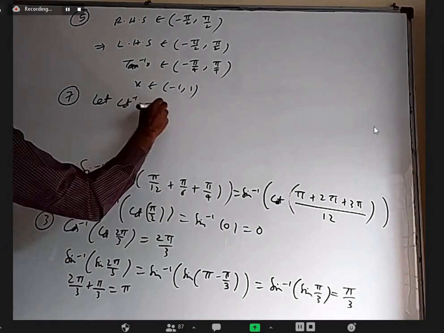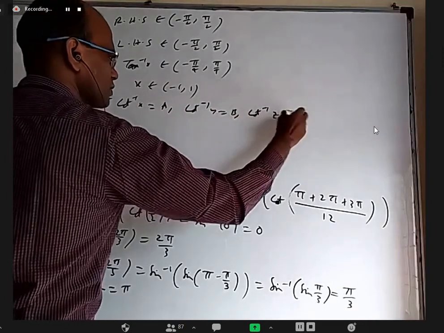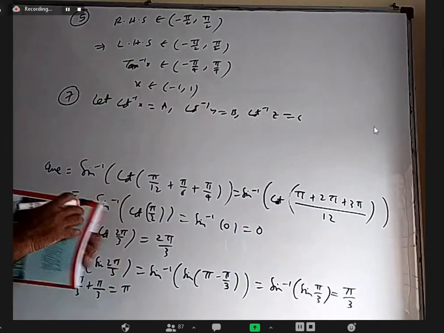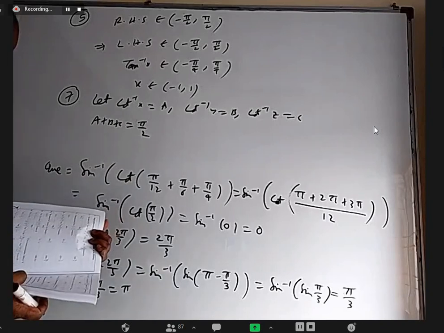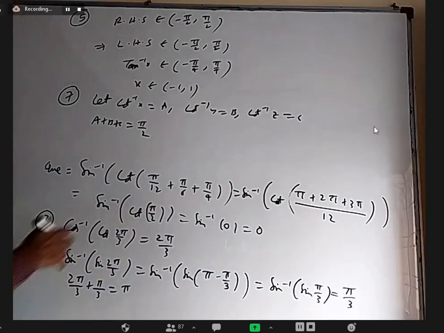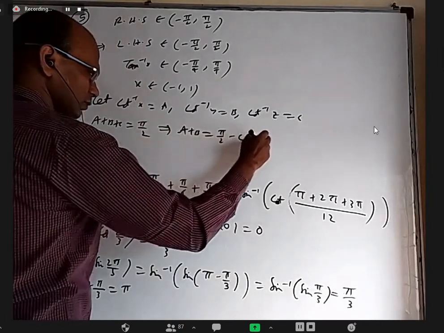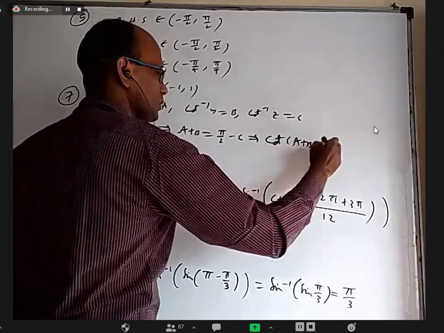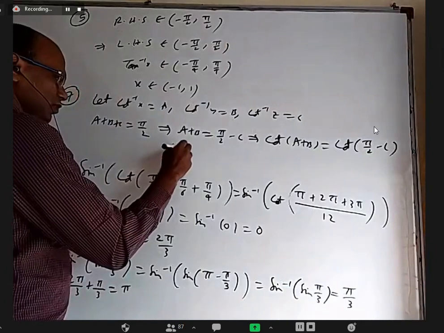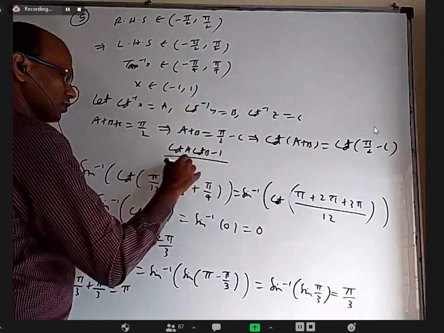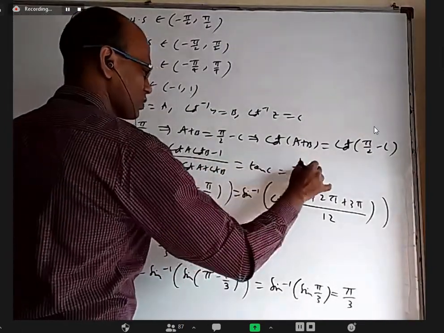Let cot inverse x is A, cot inverse y is equal to B, and cot inverse z is C. What they gave is A plus B plus C equal to pi by 2. Then we know cot A plus cot B plus cot C is cot A into cot B into cot C. Send C that side and apply cot A plus B equal to pi by 2 minus C. Cot A plus B is equal to cot pi by 2 minus C. Cot A plus B formula is cot A cot B minus 1 by cot A plus cot B. Cot 90 minus C is tan C, which is 1 by cot C.